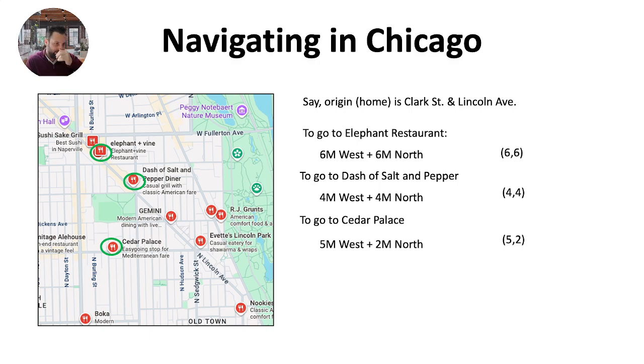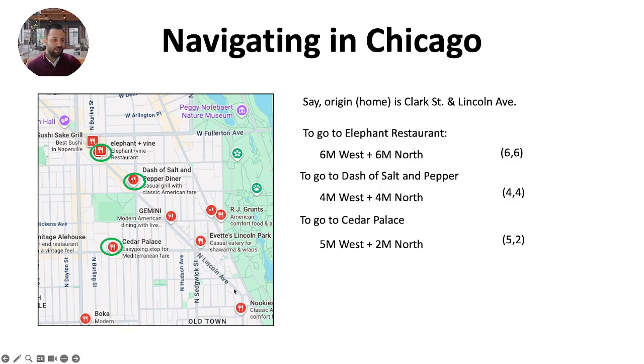This is a very fun neighborhood from Chicago, Lincoln Park, Lakeview East. And so we see our Lincoln Avenue here. I guess this is Clark, and let's say our home is here, right? So in the origin, we are Lincoln and Clark, right? And we would like to define these different restaurants, like Elephant Restaurant, Dash of Salt and Pepper, and Cedar Palace.